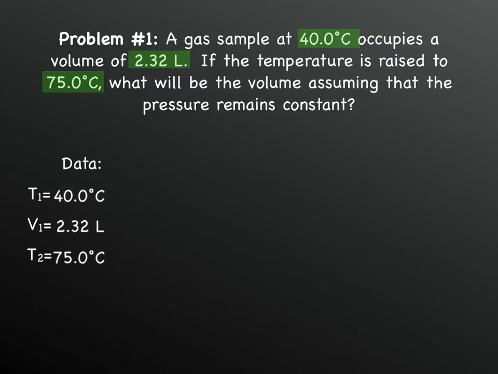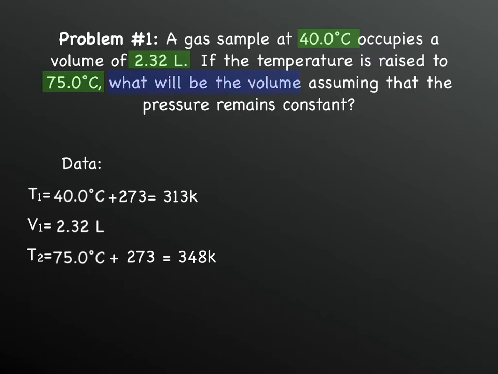Anytime we do calculations, we have to convert it to Kelvin first. To convert to Kelvin, we're going to add 273. Do that before you do anything else at this point. So here we end up with 313 Kelvin for 40 degrees. For 75 degrees Celsius, that's the same thing as 348 Kelvin.